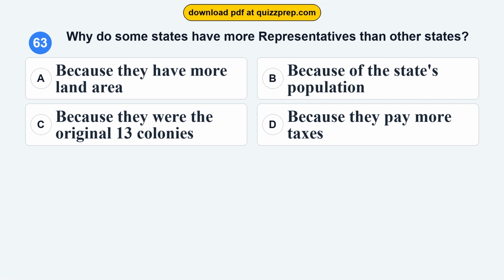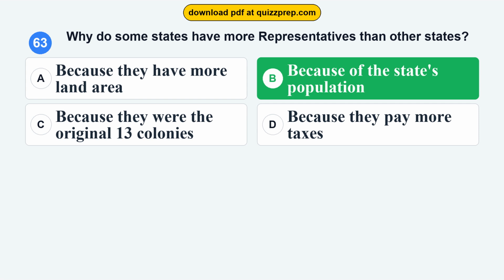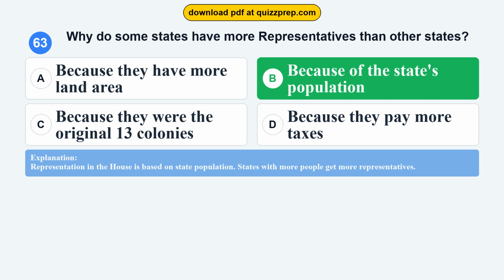Option C, because they were the original 13 colonies. Option D, because they pay more taxes. The correct answer is option B, because of the state's population. Representation in the House is based on state population. States with more people get more representatives.